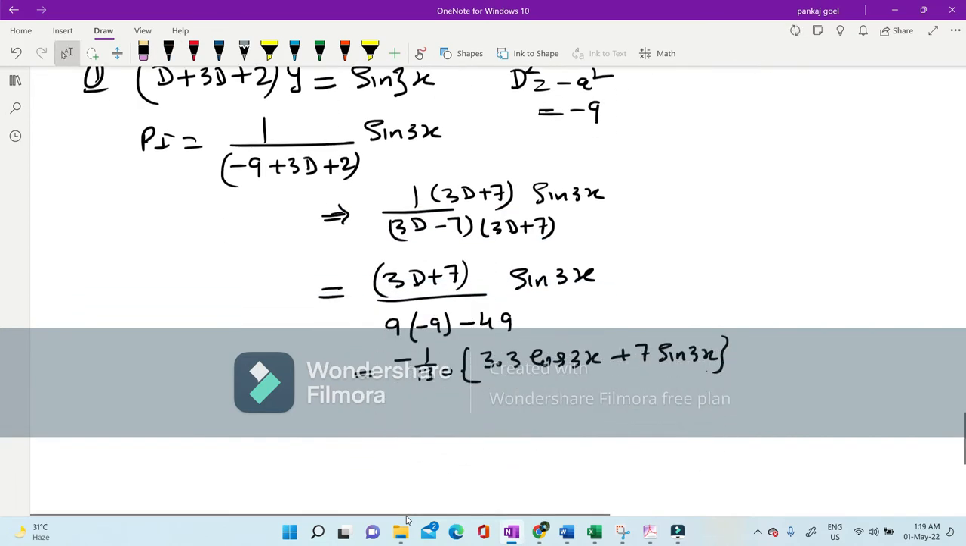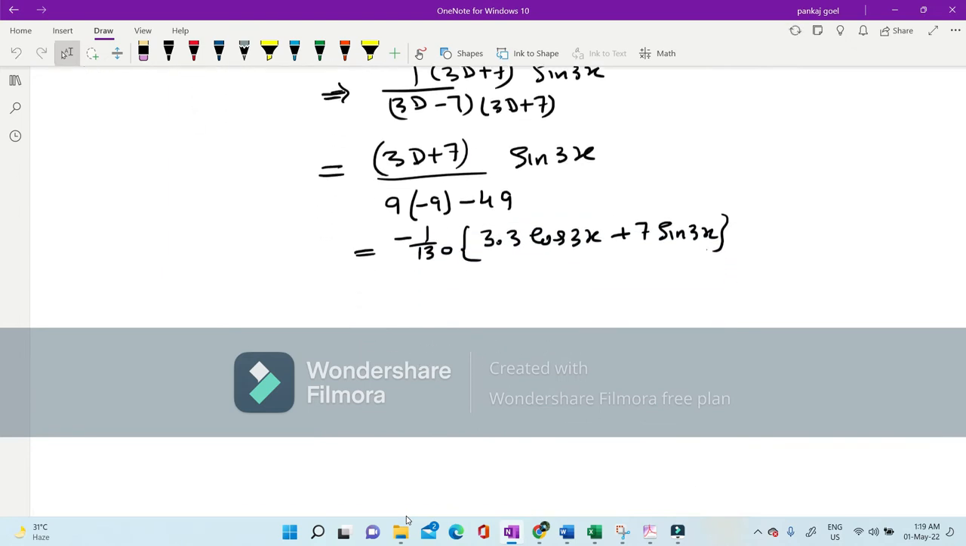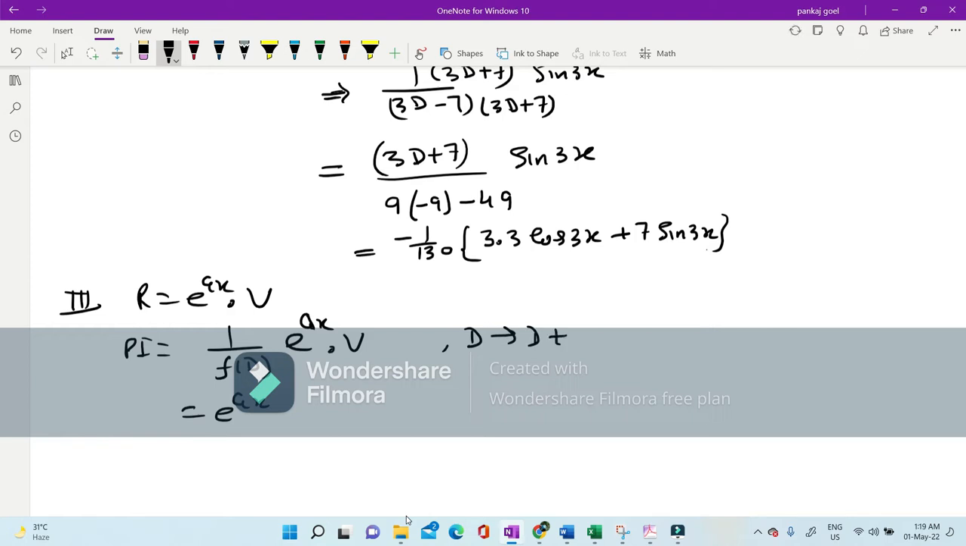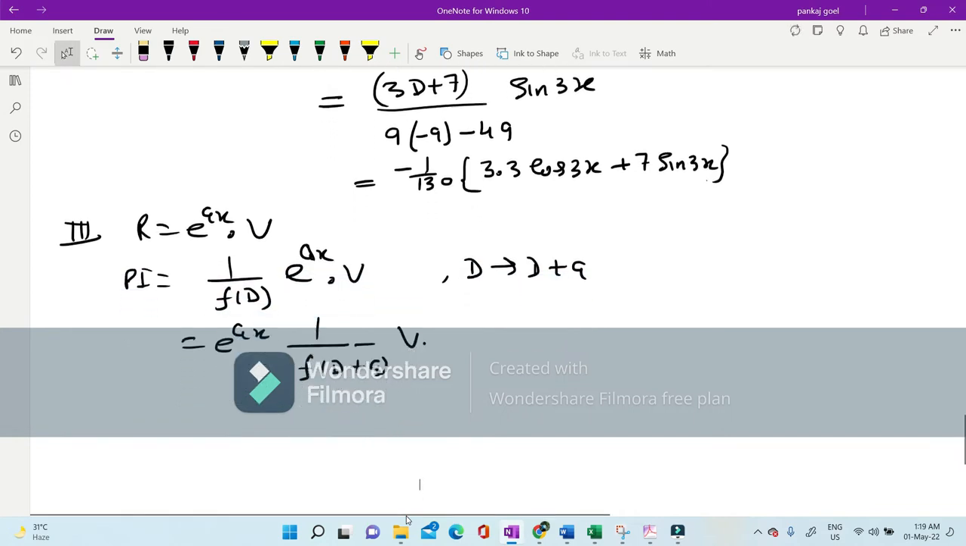Now we come to rule number 3. Rule number 3 is r equal to e की power ax into b. In this case, pi will be written as 1 upon f of d e की power of ax into b. So take e की power x outside and replace d by d plus a. We get this f of d plus a and b, where b may be any function.